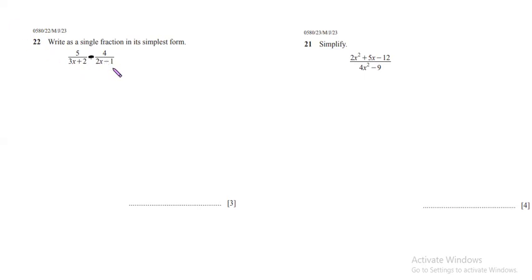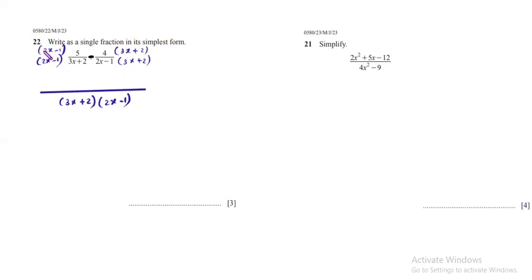In this case, to make the denominators the same, I would multiply the first fraction's denominator by 2x minus 1, and its numerator also by 2x minus 1. Then the second denominator that I have here, which is 2x minus 1, I need to multiply it by this one's denominator, which is 3x plus 2. I need to do the same thing to its numerator as well, because whatever change I do to the denominator has to be done to its numerator as well. This way, I know that they both have the same denominator, which is 3x plus 2 times 2x minus 1.